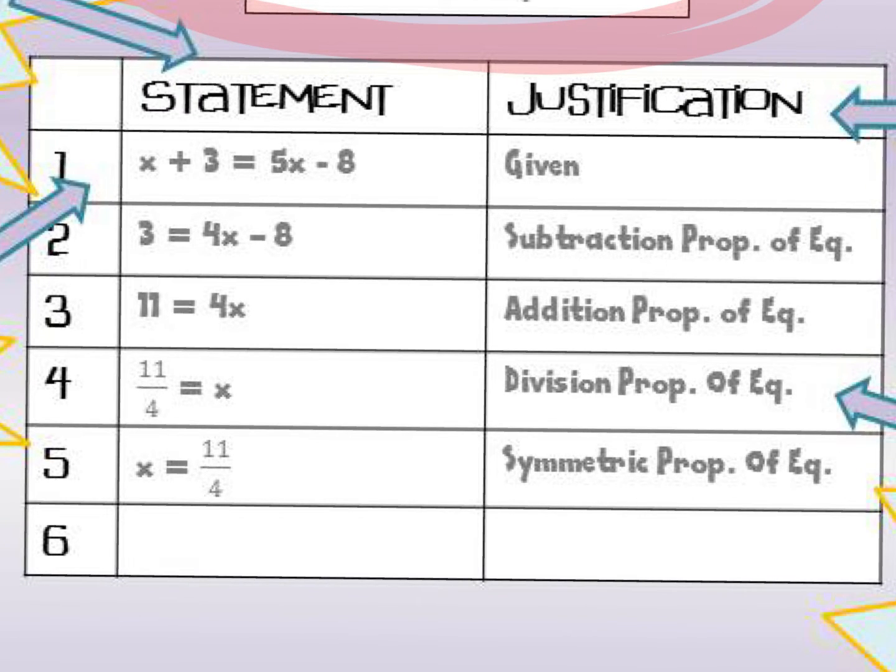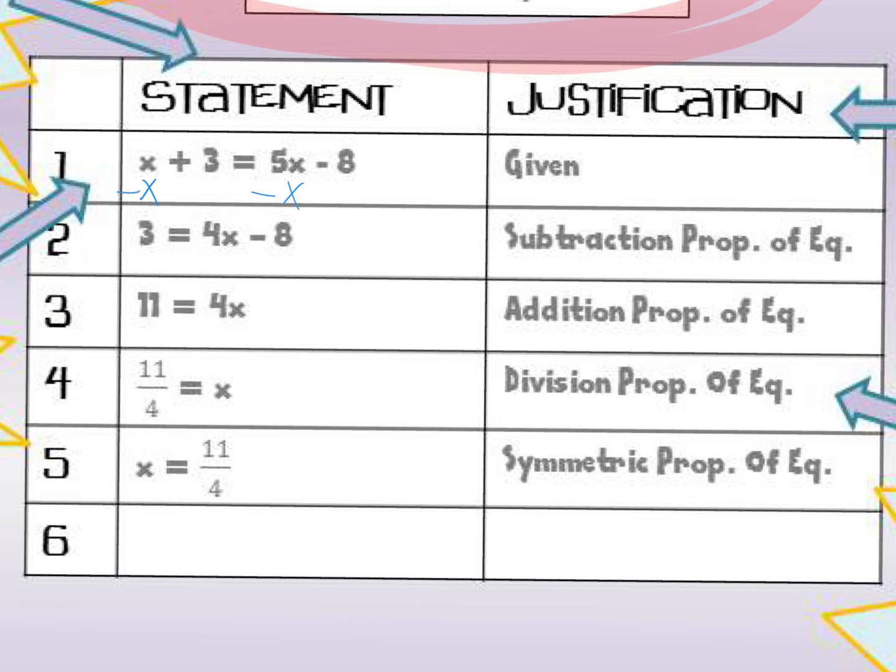Right, so in line 2, we moved our x over. We got rid of that. We subtracted x from both sides to get this. So when we subtract something from both sides of an equation, that's our subtraction property of equality. We went over those in section 2.5.